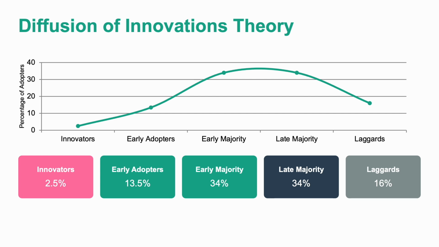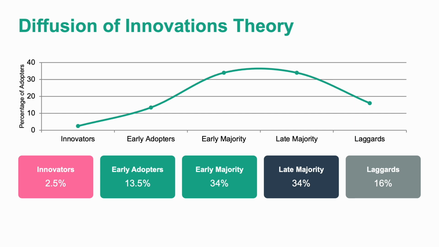Rogers's diffusion of innovations theory explains how new ideas spread through populations. The bell curve shows adopter categories. Innovators, 2.5%, are risk takers who try new things first. Early adopters, 13.5%, are opinion leaders others watch. Early majority, 34%, adopt once benefits are proven. Late majority, 34%, adopt when it becomes standard practice. Laggards, 16%, resist change until absolutely necessary.